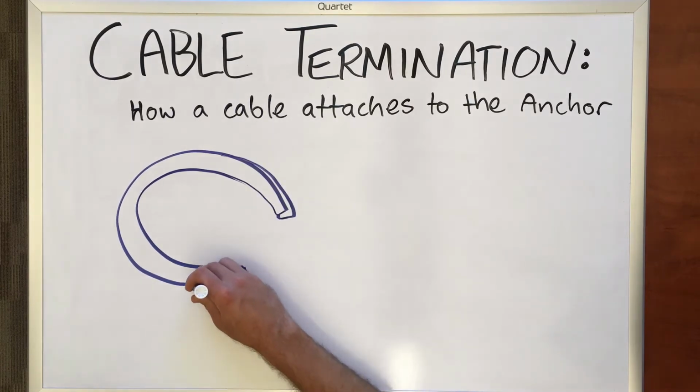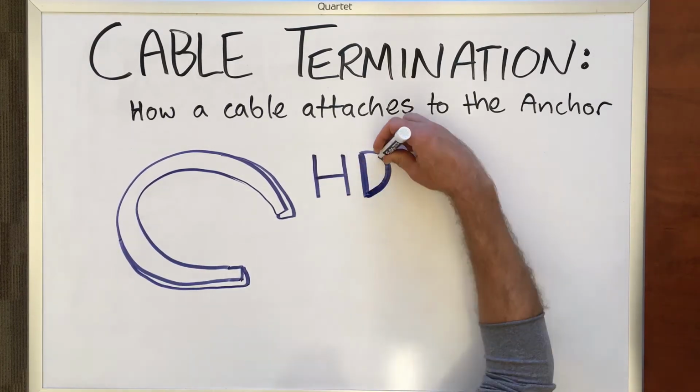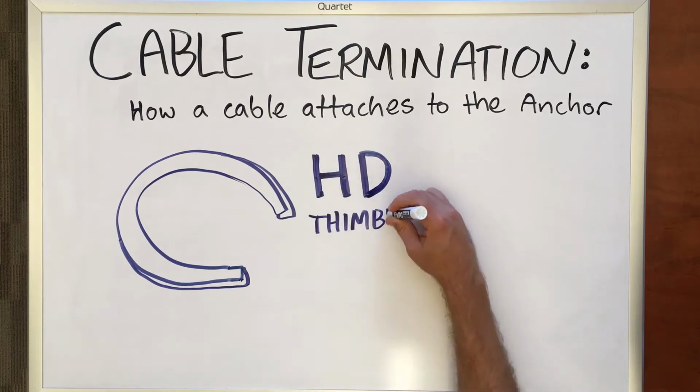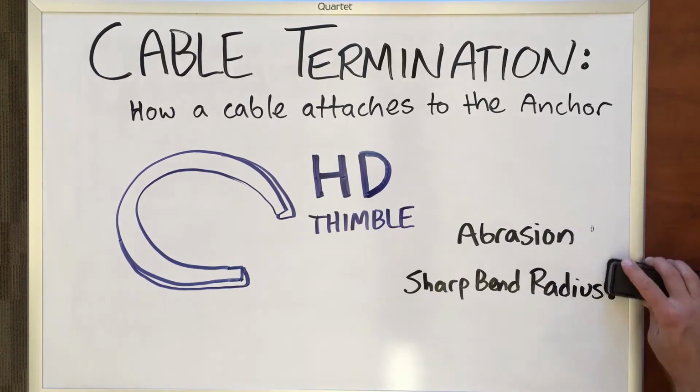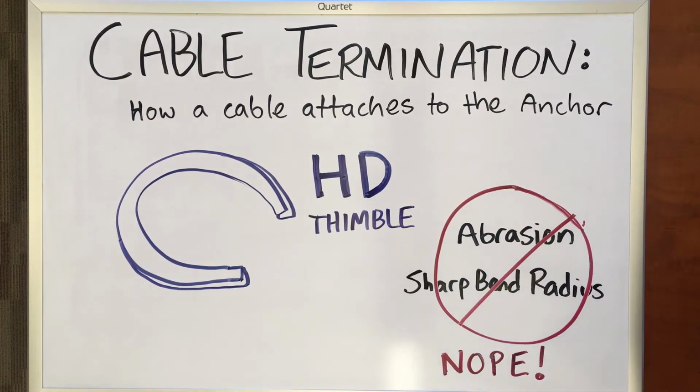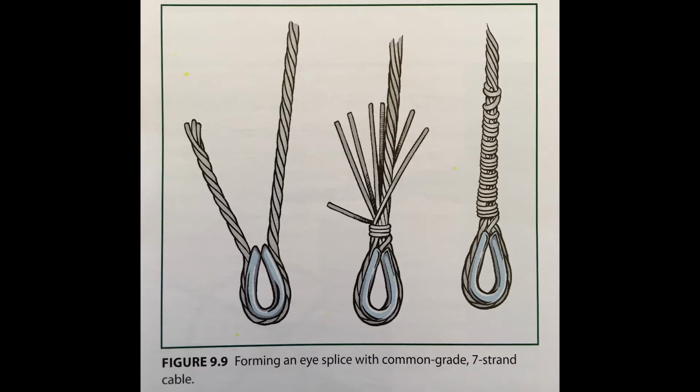Anytime a cable is attached to anchoring hardware, a heavy-duty thimble needs to be incorporated into the termination. The purpose of the thimble is to create an eye which protects the cable from abrasion and increases the bend radius of the cable, which makes the attachment stronger. 7-strand common grade cable can be attached to the hardware using an eye splice. This is achieved by wrapping the cable around the thimble, then separating the cable strands beyond the thimble and individually wrapping them back around the cable above the thimble.